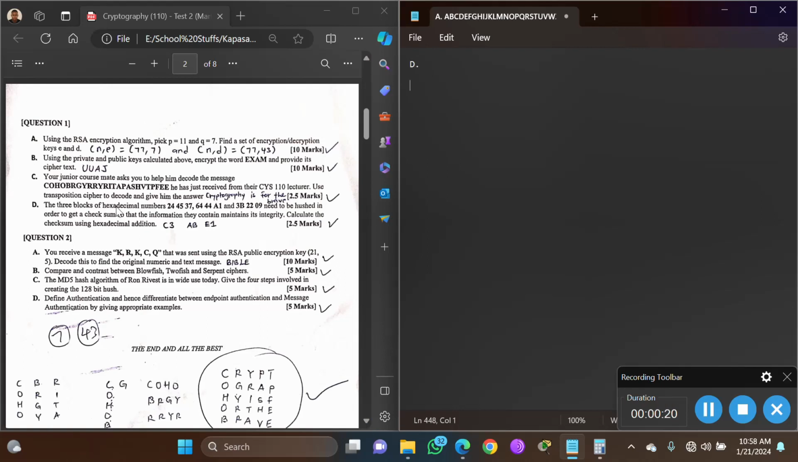The three blocks of hexadecimal numbers are 24, 45, 37. Then another block, as you can see here, we have a comma, so that's 64, 44, A1. Okay, and meaning the last block we have 3B, then 2209.